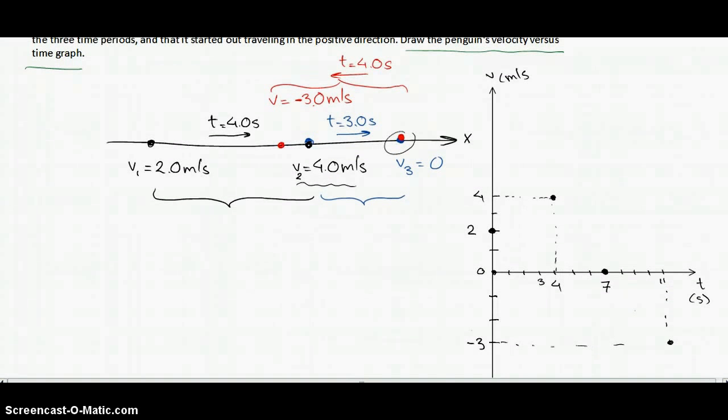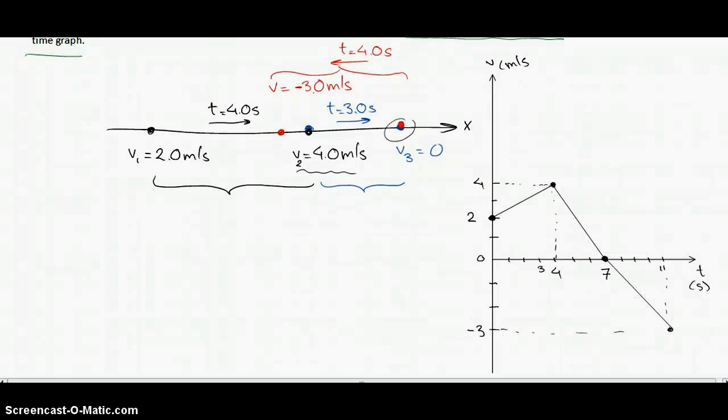All that is left to do is to join the points from the first to the second, that's the first phase. Then from the second to the third, that's the second blue phase. And from the third to the fourth, that's the red phase. All that is left is to redraw my graph to make it neat. And I finished solving the problem.